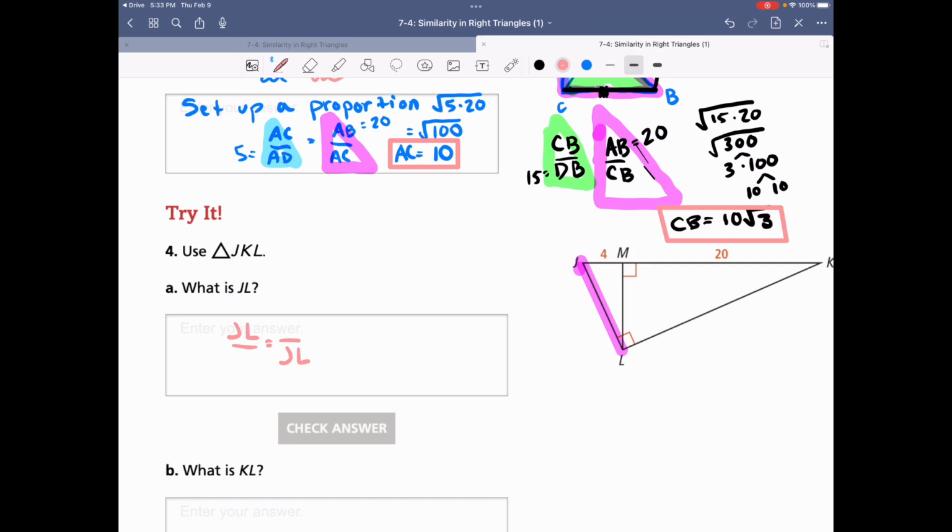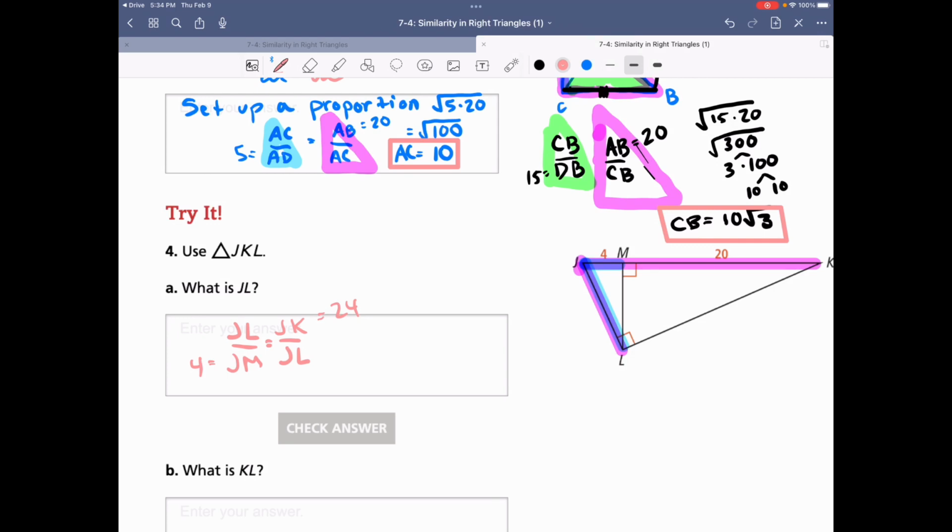But in the large triangle, the hypotenuse is this piece, JK, which is equal to 24. All right, now we're looking at JL. In the large triangle, it's the small piece. But in the small triangle, the small piece is JM, and JM is equal to 4.